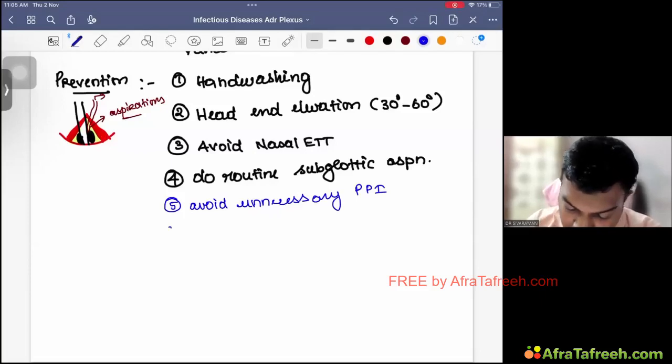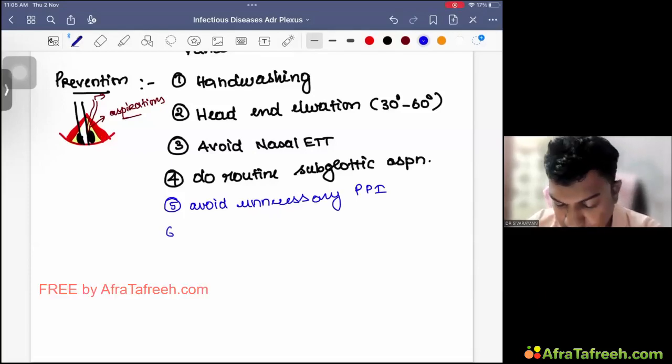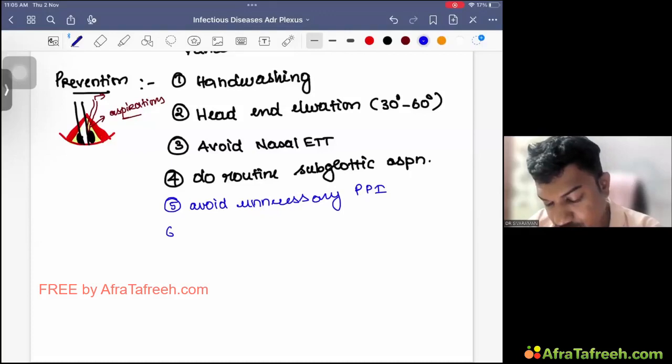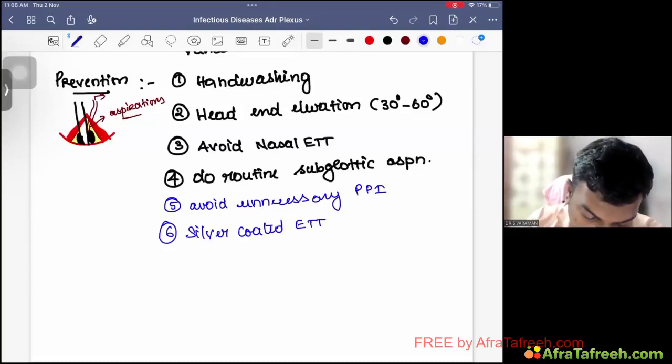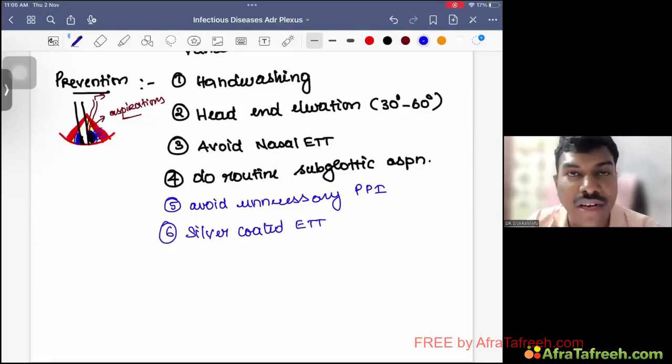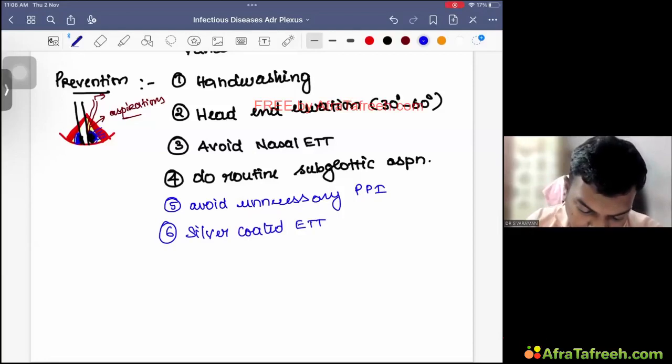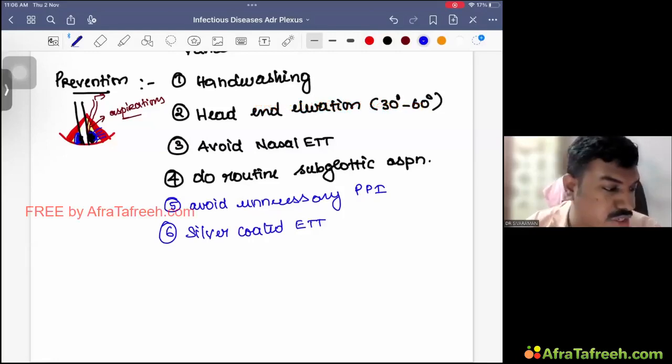And nowadays we have silver coated ET tube. What is a silver coated ET tube? This ET tube is coated with silver, so it will constantly release silver ions. These silver ions will go and bind with the bacteria and destroy the bacteria, and any local proliferation.